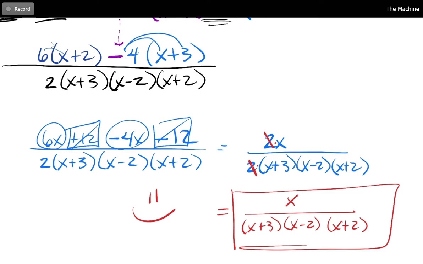Whew, there we go. Adding and subtracting fractions. You got to get a common denominator.